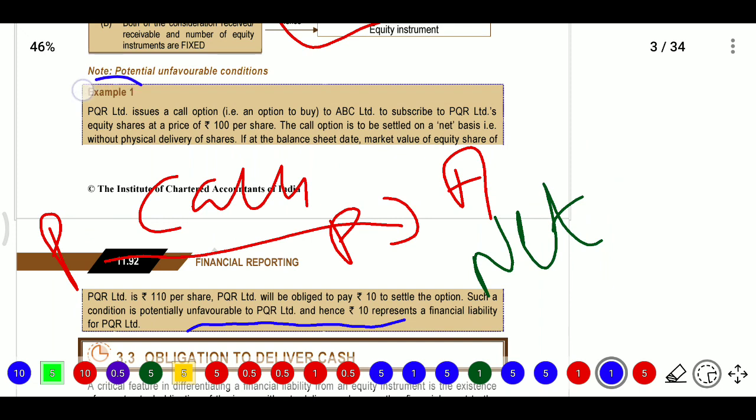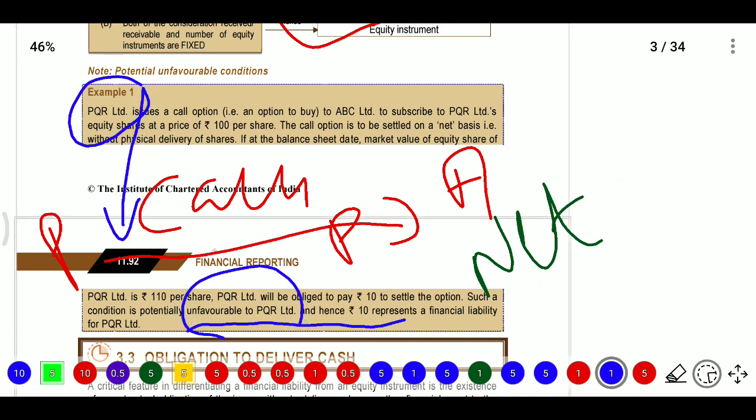So here PQR Limited has issued the call option, and it is unfavorable for PQR Limited because ABC Limited subscribed to the call option and they entered into it on a net basis, so without physical delivery. So on the balance sheet date, the market value of equity shares was 110 rupees, and PQR will be obligated to pay 10 rupees.